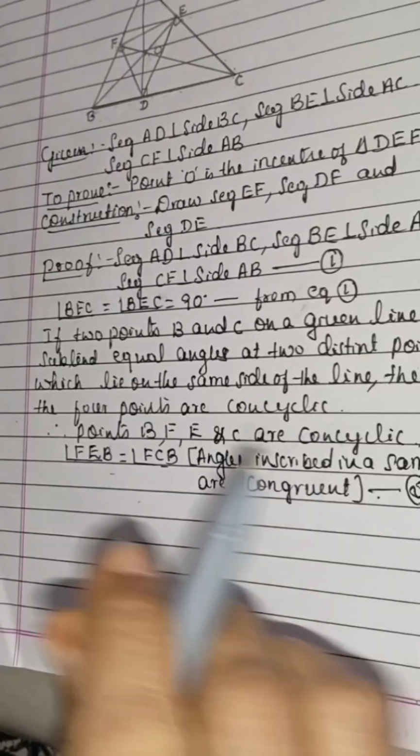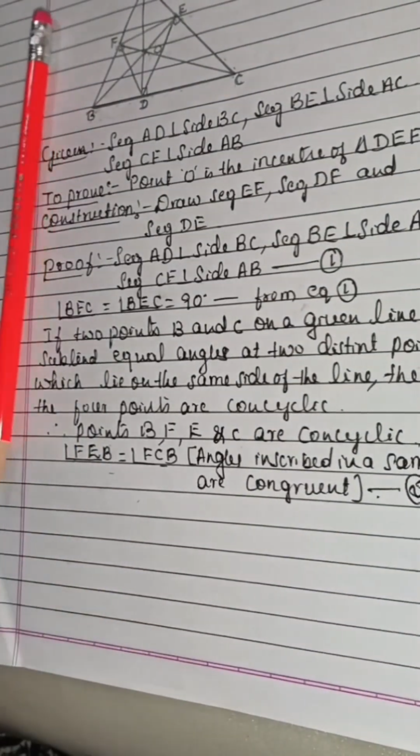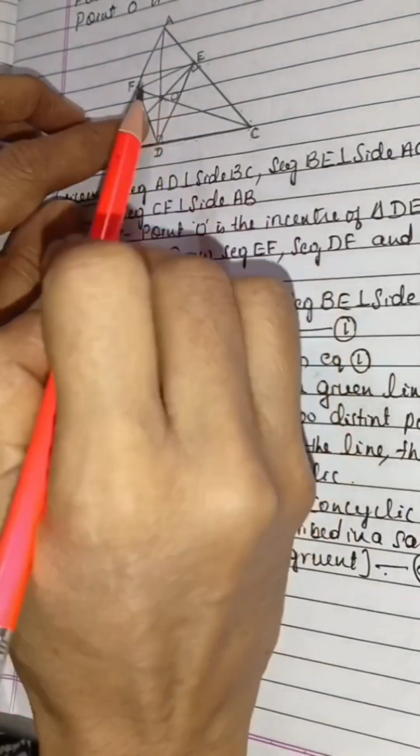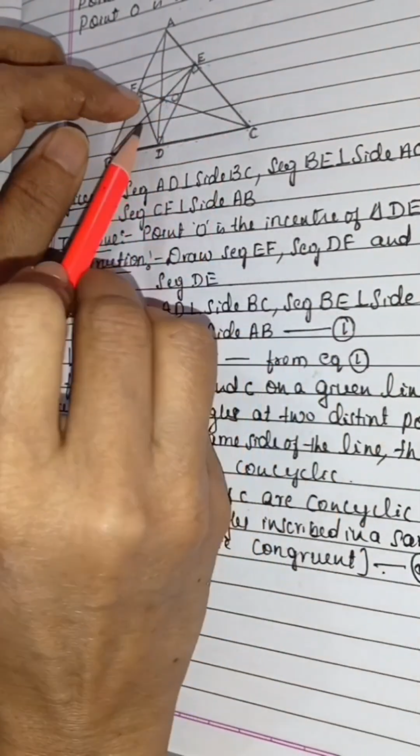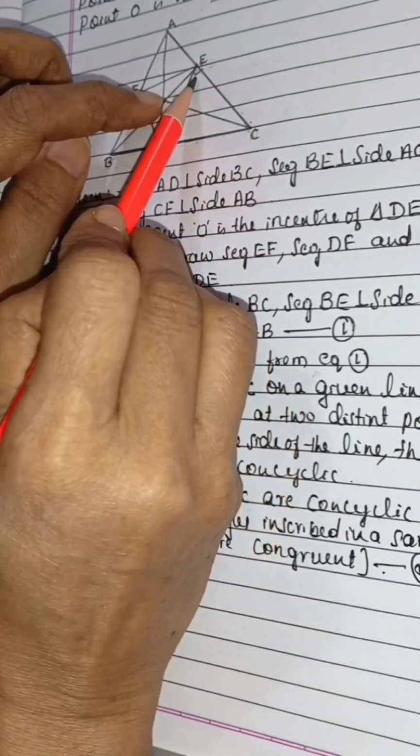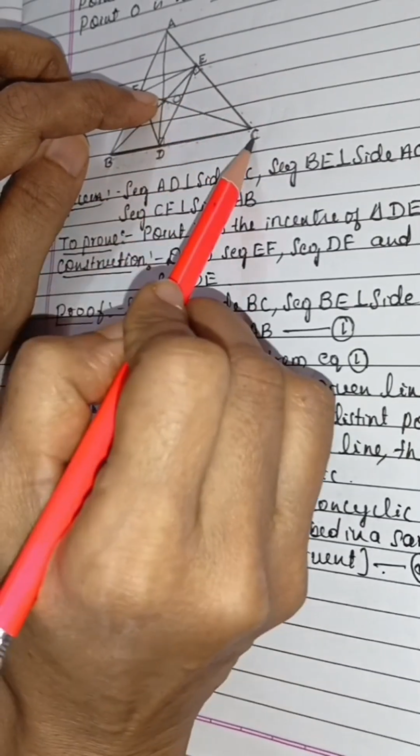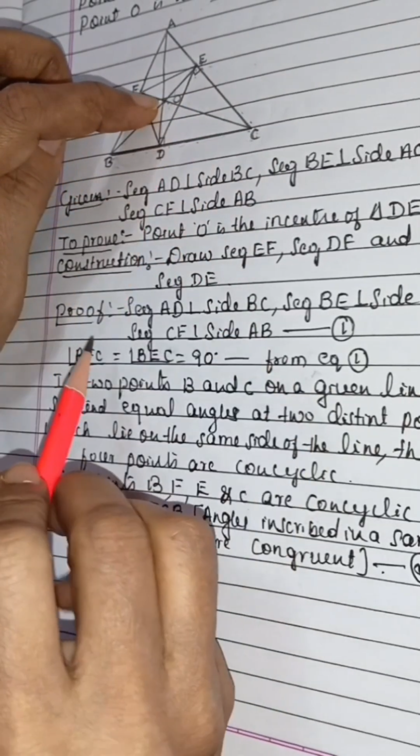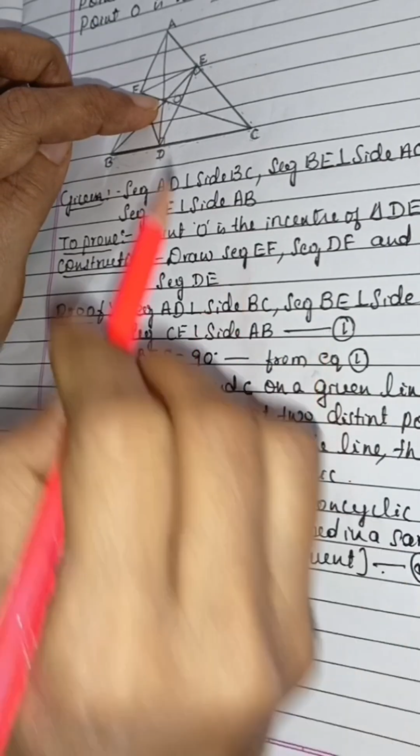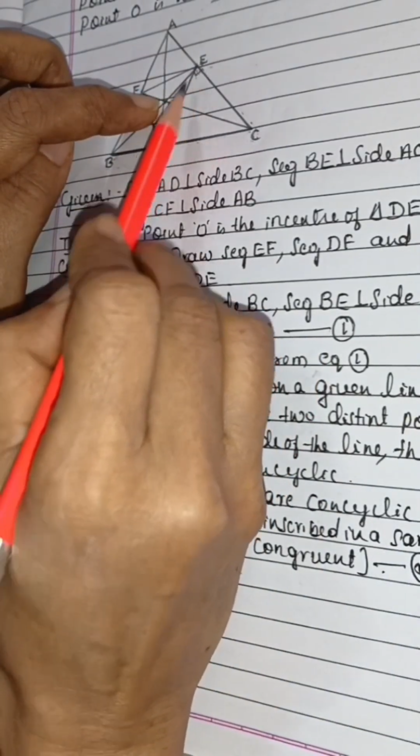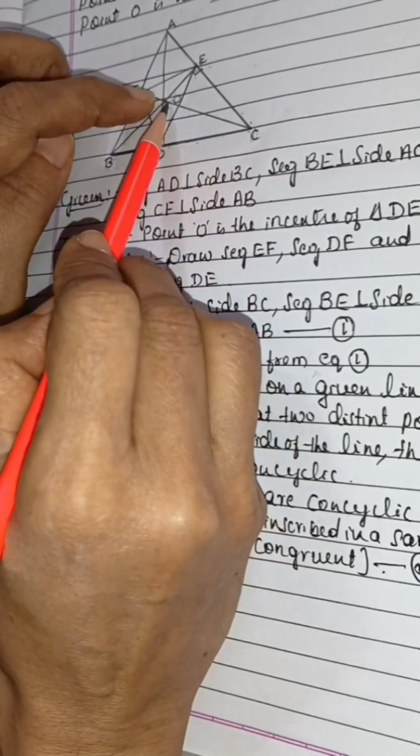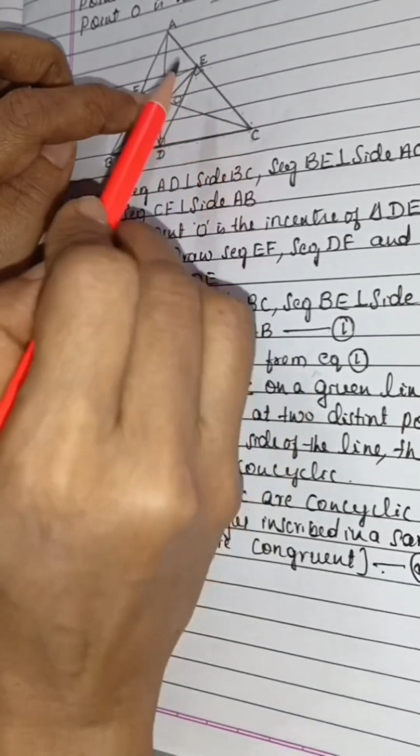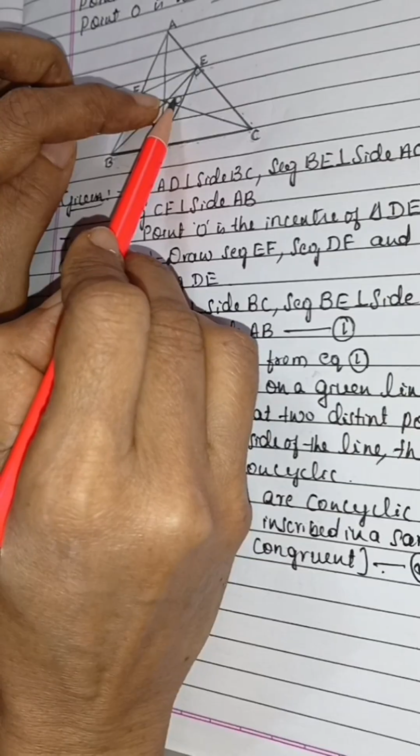Now we have to take this. Angle OEC is 90 degrees. Similarly, angle ODC is also 90 degrees. This is from equation number 1, because O is perpendicular to AC. Now from here, OEC is 90 degrees, equal to ODC.